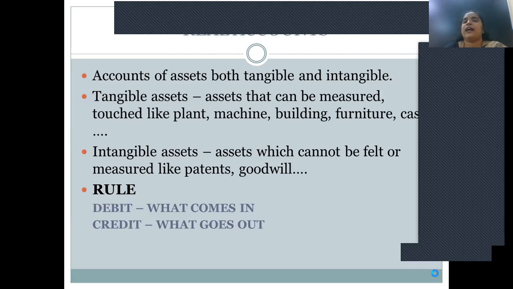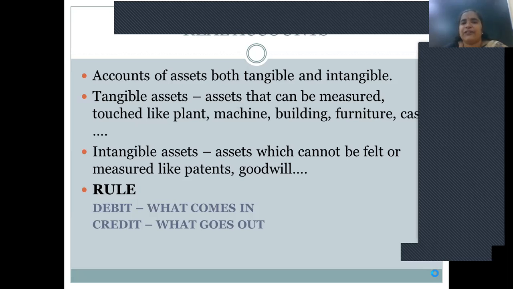Then real accounts. These are the accounts of assets. These may be tangible or intangible. Tangible means those assets which we can see, touch, feel, smell. Anything visible with our eyes, which we can feel with our touch, is called a tangible asset. It includes machinery, factory, building, furniture, vehicle, cash, gold, investments. Now you may ask how you can touch an investment. Money is invested and you get a contractual document for it, so that money anyway can be touched. So all these are tangible assets.